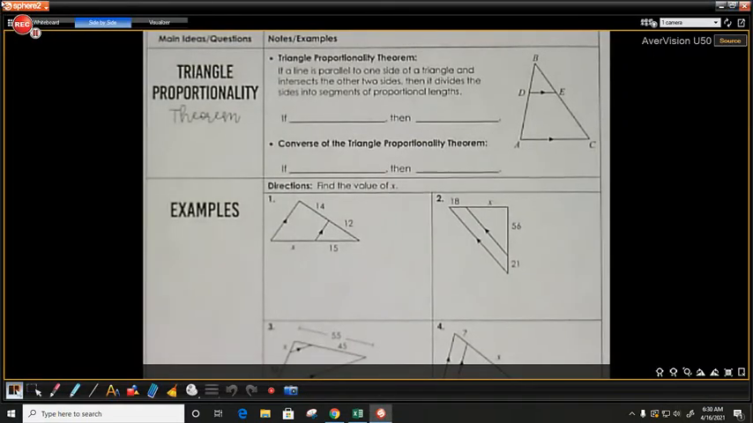Okay, today we are going to start the triangle proportionality theorem. It states that if a line is parallel to one side of a triangle and intersects the other two sides, then it divides the sides into segments of proportional lengths.